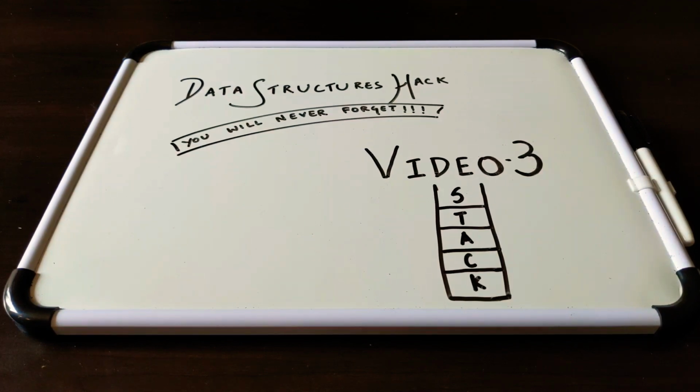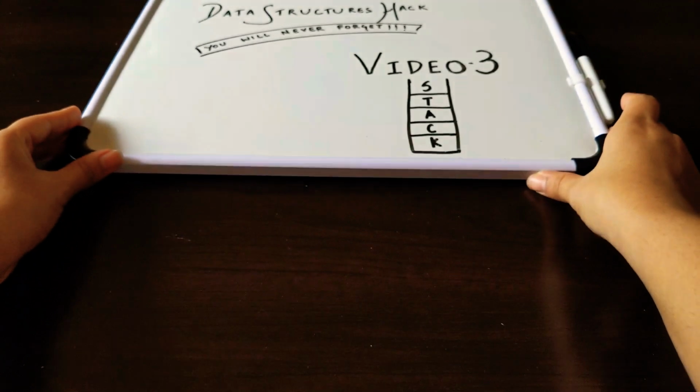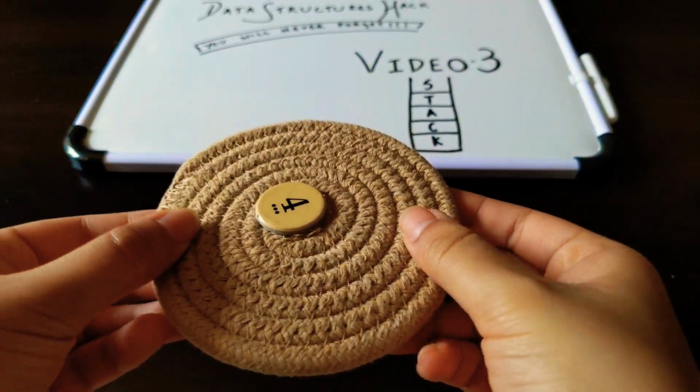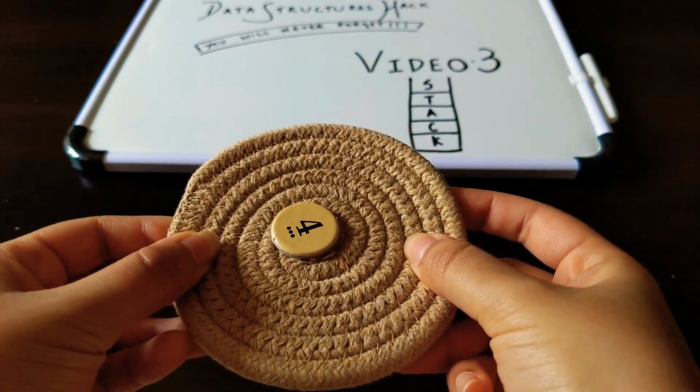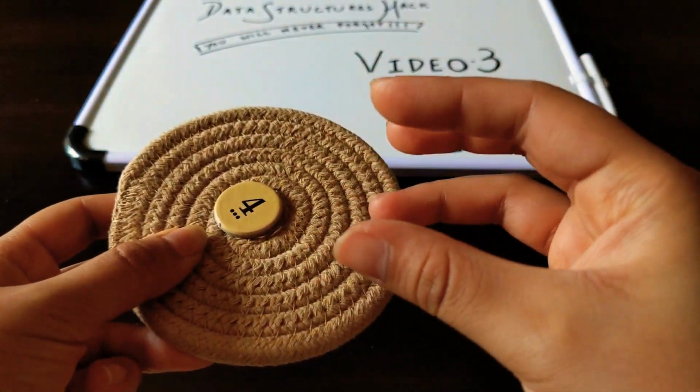Stack is a linear data structure where the operations are performed in a particular order. The order is something like last in, first out, or first in, last out. Let us see how it can be pictorially represented in the following example. For today's example, I am going to use coasters with values on top of it. Each coaster has a value on top of it, which represents the element that is being inserted into the stack.